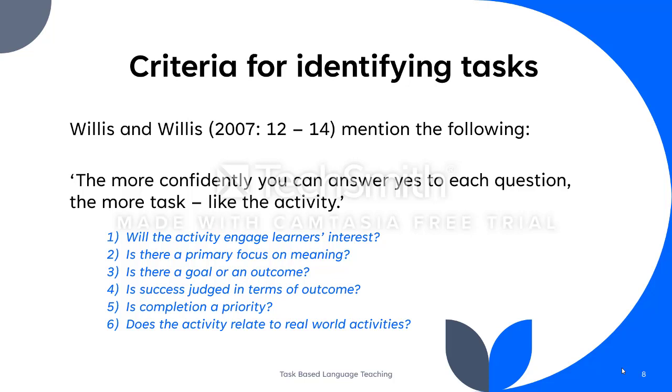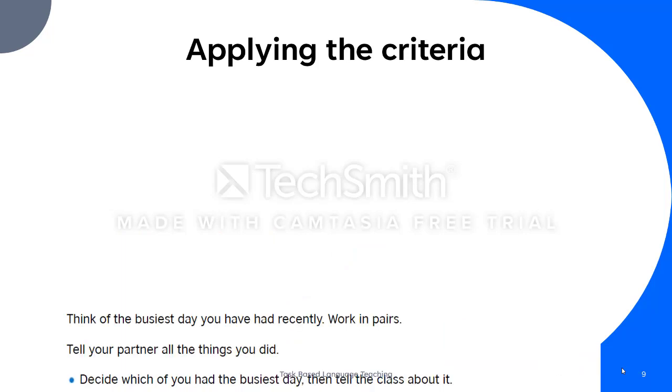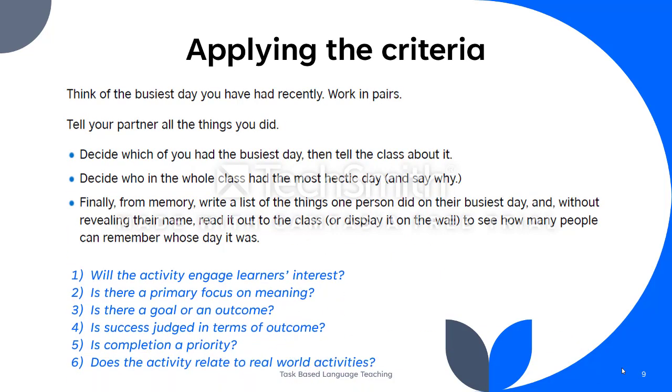Let's look at a task and try to apply this criteria. This is from a blog post on the Teaching English British Council website. At the end, I will share a link to it. And here, Jane Willis discusses these criteria in more detail, and we'll just go over it as quickly as we can. So this is the task, and here are the 6 questions. Please take a minute and answer the questions, and let's see if this is task-like enough.